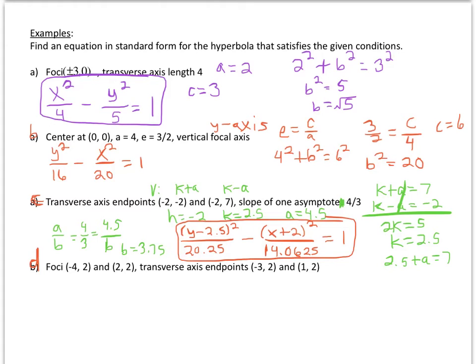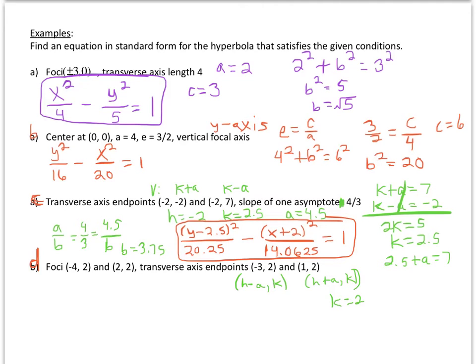So part D, last but not least, foci of (-4, 2) and (2, 2), transverse axis endpoints of (-3, 2) and (1, 2). So again, transverse axis endpoints are the same as our vertices. So the 2 doesn't change. There's a 2 in both of them. That's our y value for our center point. We're looking at our first column because basically I'm saying that this has to be like h minus a, k, and this has to be h plus a, k. Since both of them have 2, then k has to be 2.